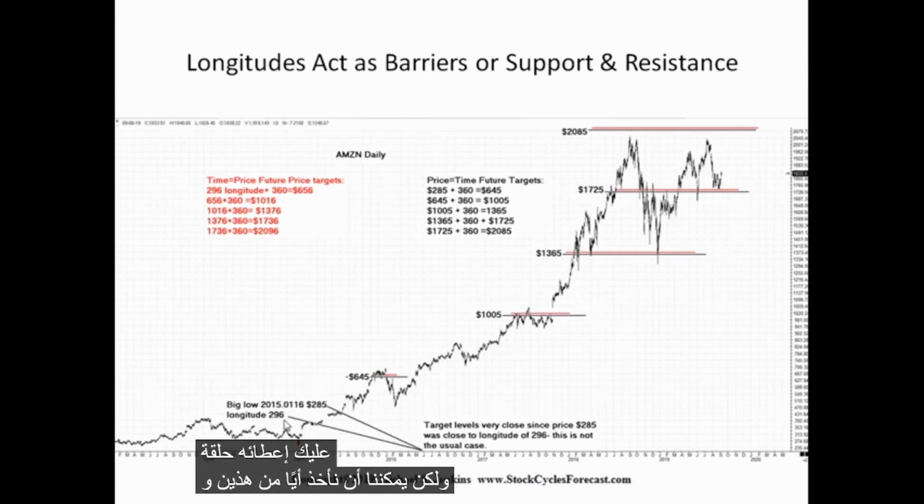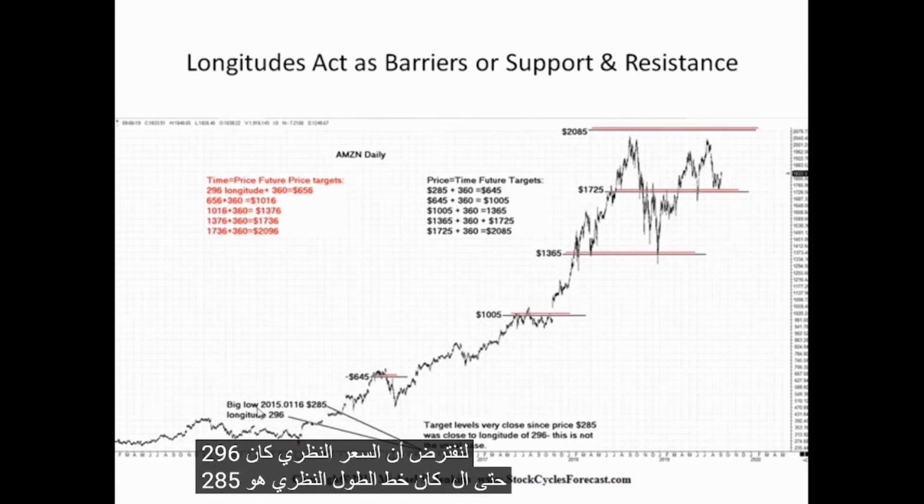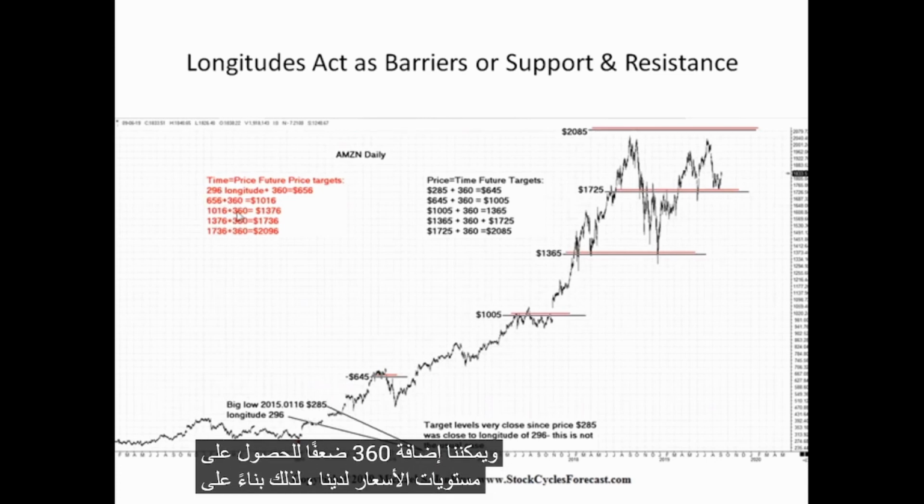But we could take either of these and say, okay, the theoretical price was 296, so the theoretical longitude was 285, and we can add our 360 multiples to get our price level. So based on the longitude on the day of the low, we add 360 and 360 and 360, and we get these resistance areas with the red line.